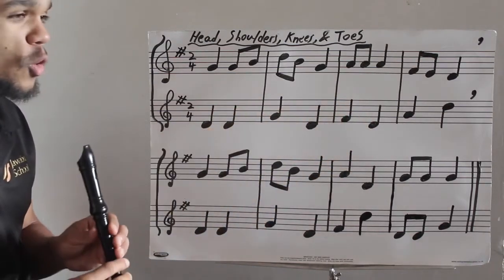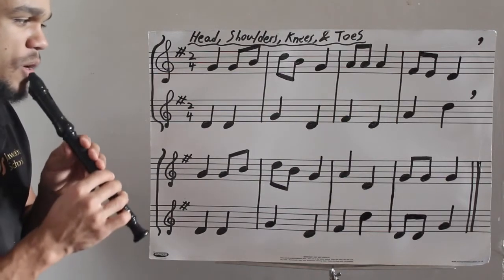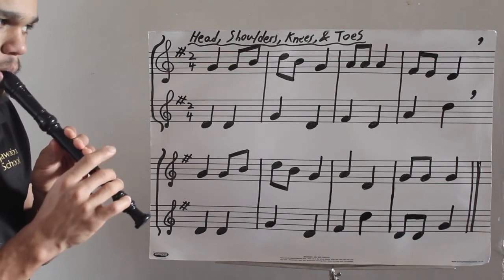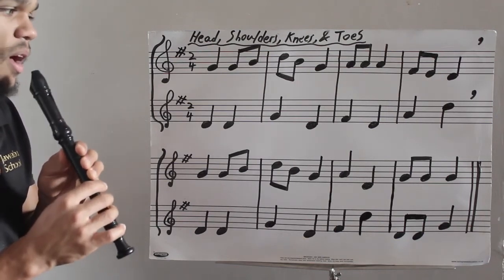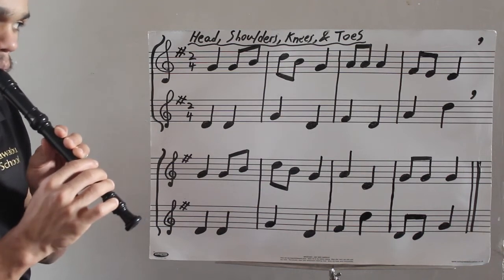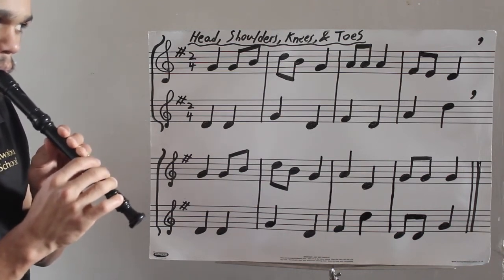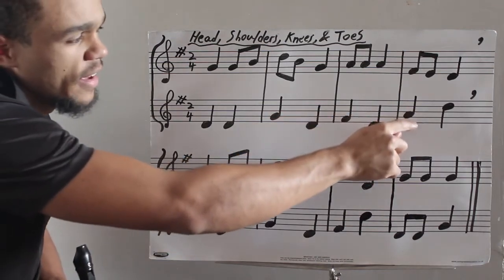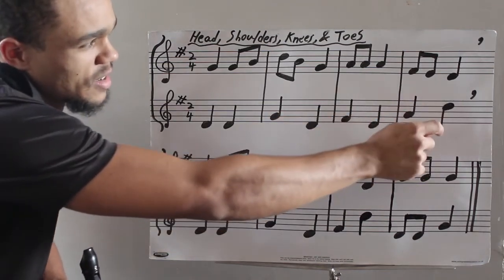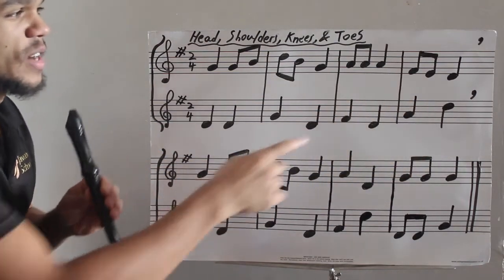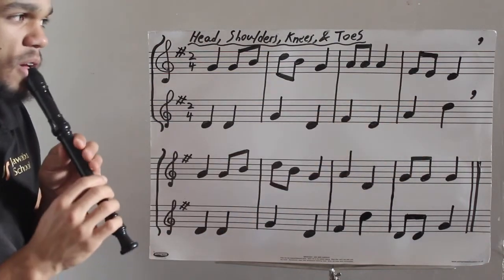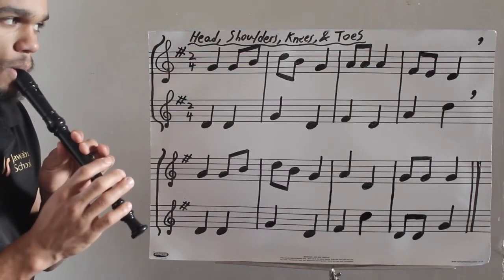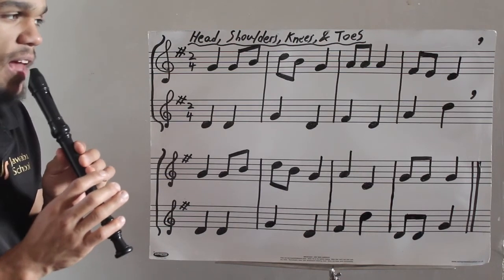So let's try it out. All quarter notes. Three, go. Again. Let's finish off bar number four. We have an A and, which note is this? A high D, yes. So let's try that. A, high D. Three, go. Again. Last time.